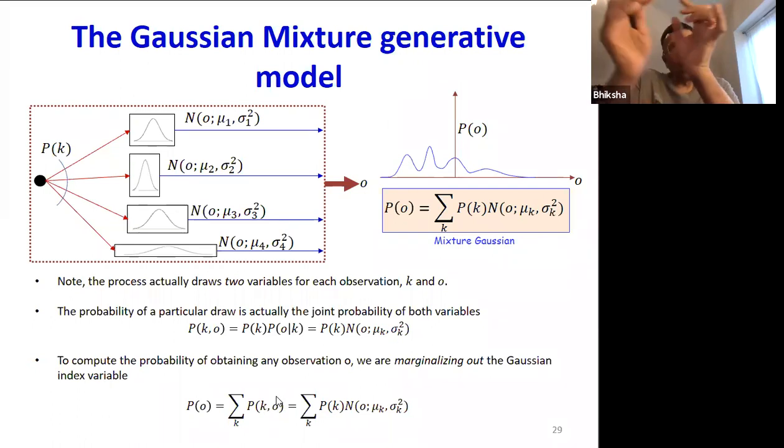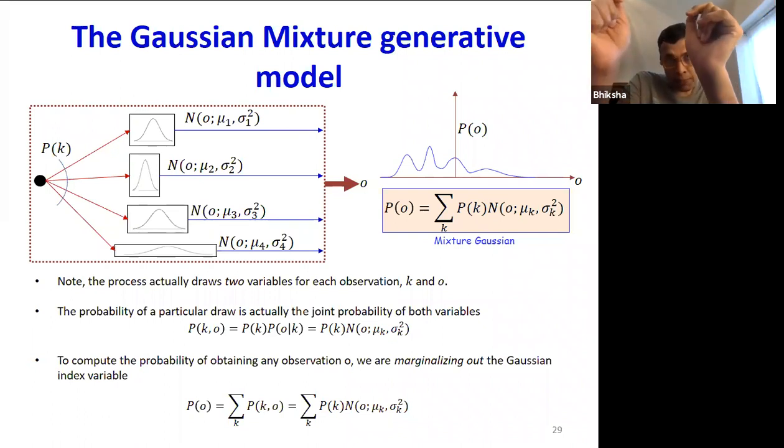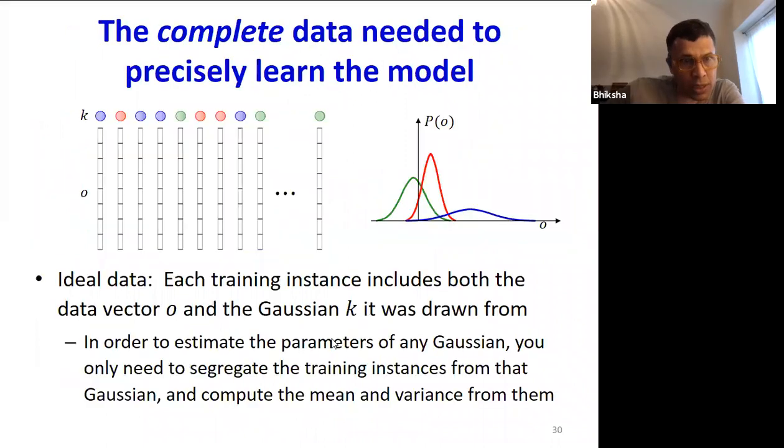Now here is the story. When you have a generative model of this kind, in order to be able to estimate all of the parameters of the distribution, you need to know the complete sequence of steps that the generator followed in generating every single observation. If the complete sequence of steps is not available to you, some data are missing. Here, for example, the complete sequence of steps means you need to know the Gaussian chosen for each observation and the observation itself. So in the ideal data, for every observation training instance that you got, you would also know which Gaussian the data was drawn from.